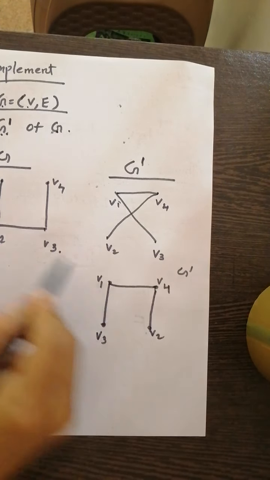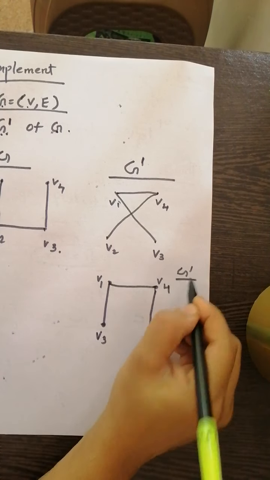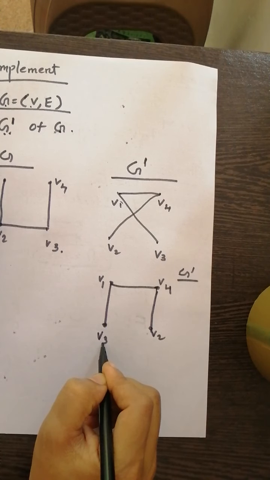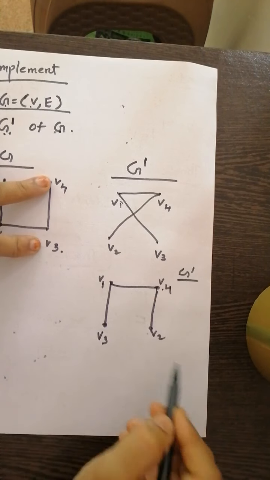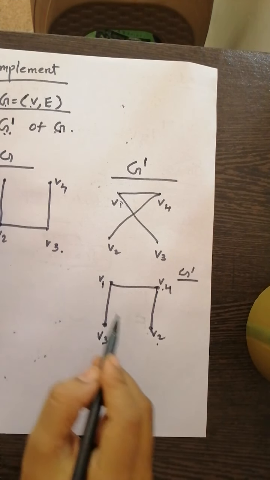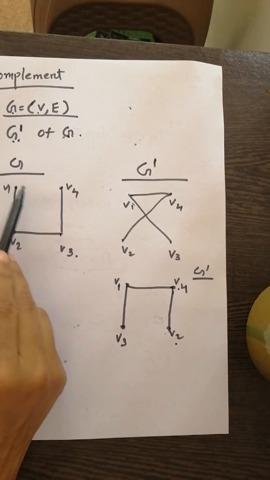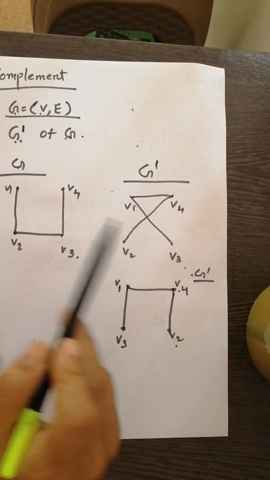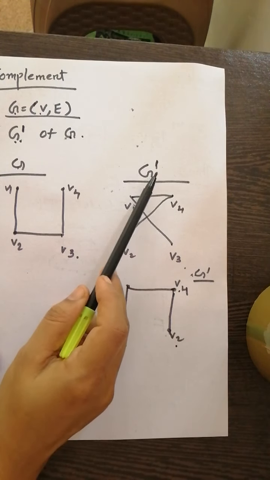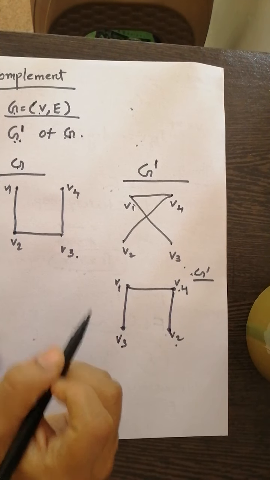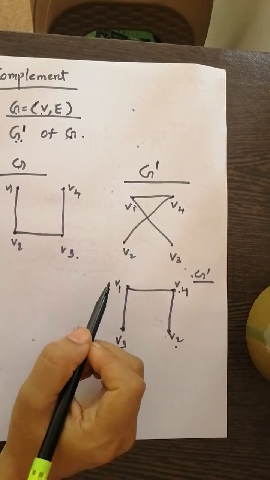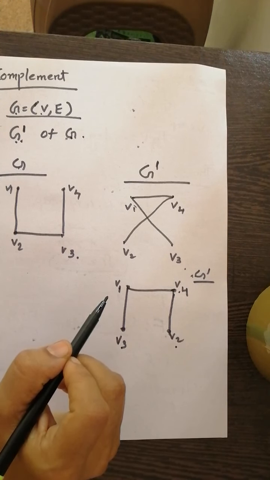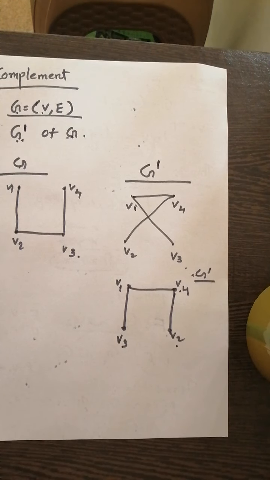From this it is clear that G and G' are isomorphic graphs. Map v1 to v3, v2 to v1, v3 to v4 and v4 to v2, and you will get an isomorphism between them. So these two are isomorphic. That means G and its complement are isomorphic, so you can say that it is a self-complementary graph. Is it clear? Next we are going to discuss what is meant by an independent set.